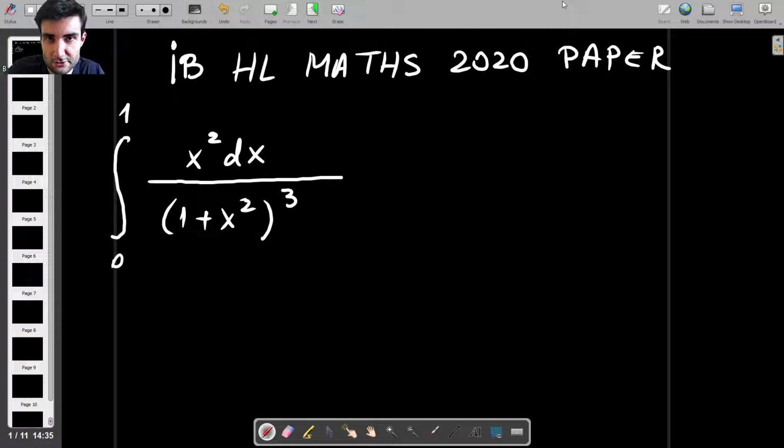So this is an integration question, which looks quite complicated at first glance. It's the integral from 0 to 1 of x squared over 1 plus x squared, and everything is cubed, multiplied by dx. Although this looks quite intimidating, it becomes easier to solve if we use a certain substitution. We're going to replace x with tan u.